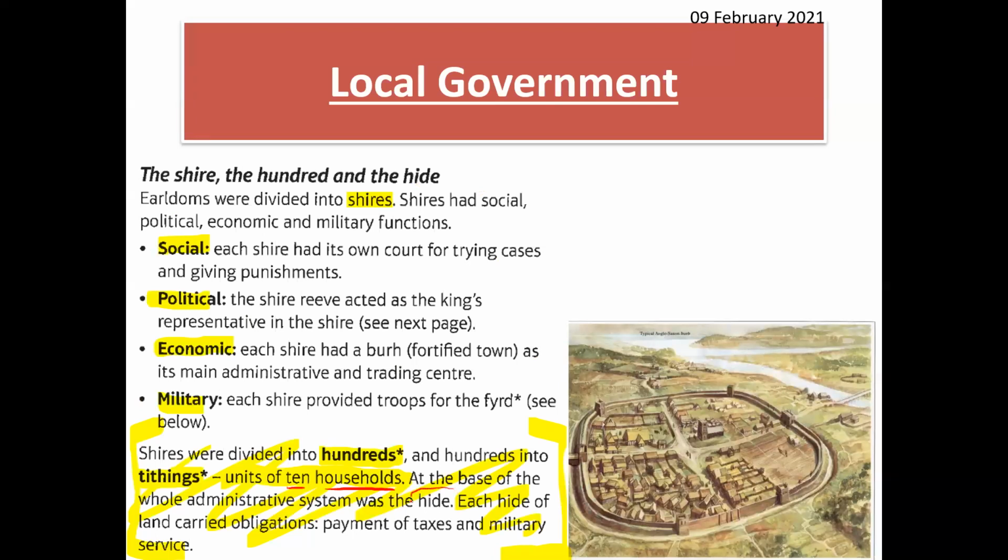At the basis of this whole administrative system was a Hyde. A Hyde was essentially the land needed to support a household, the amount of land needed for one household, one family, to essentially live off. And each Hyde carried obligations: taxes and military service.